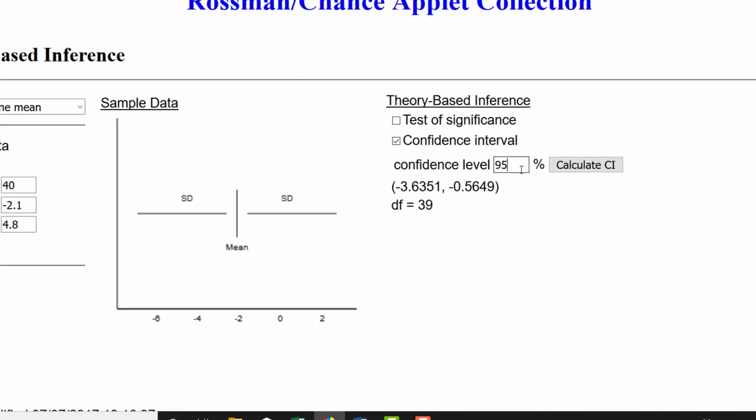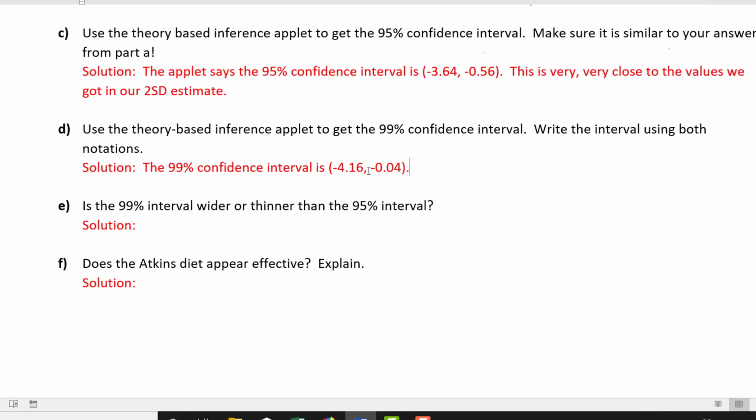Part D asks us to use the applet to get a 99% confidence interval. So all I have to do is come into the applet and switch the confidence level to 99 and hit calculate. And now it says the new confidence interval is negative 4.16 up to negative 0.04. So we're 99% confident that the mean weight loss for all adult Americans on Atkins is somewhere between 4.16 pounds up to 0.04 pounds of weight loss in the first year of use.